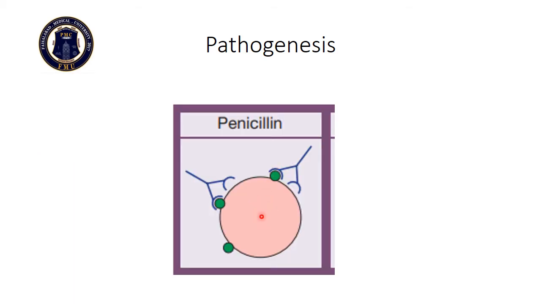This picture shows the mechanism of action of penicillin-induced hemolytic anemia. This is a red blood cell. This is penicillin, which is attached to the surface of the red blood cell, and this is the antibody. When penicillin is attached to the surface of the red blood cell, it binds with the antibody.